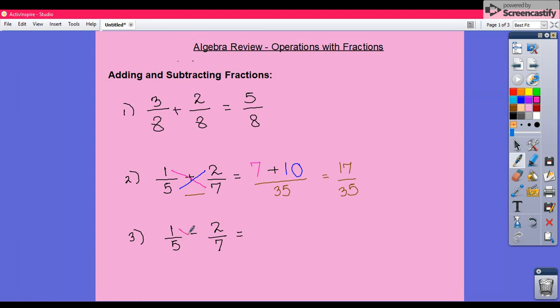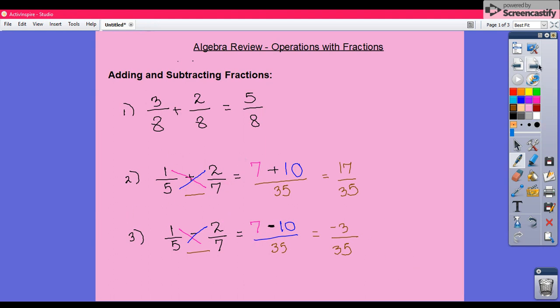1 times 7 still gives me 7. And now this time, because between the two fractions there is a subtraction instead of an addition operation, you're going to write minus. Everything else stays the same. So from here, you do Criss and then cross, which is 10 over applesauce. Multiply the two denominators. And in this case, 7 minus 10 would give me negative 3 over 35. So adding and subtracting fractions, when they don't have common denominators, you can do the whole crisscross applesauce.